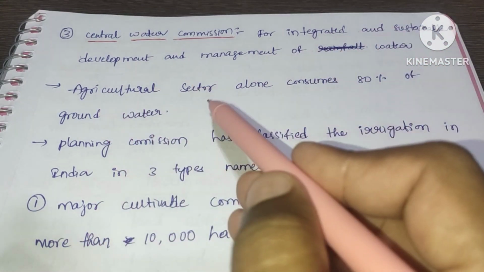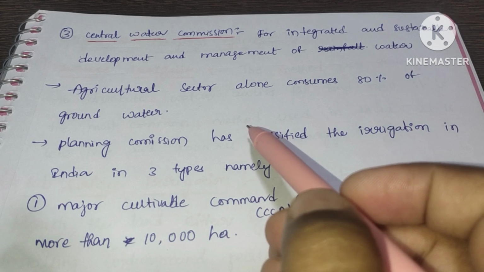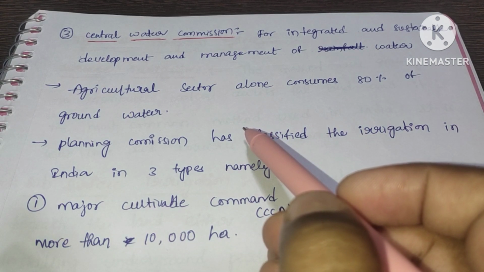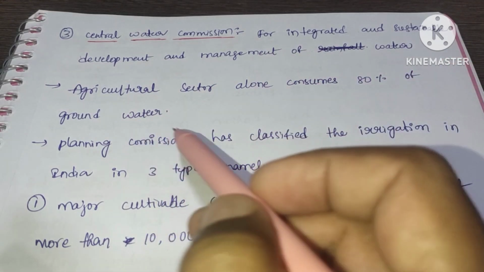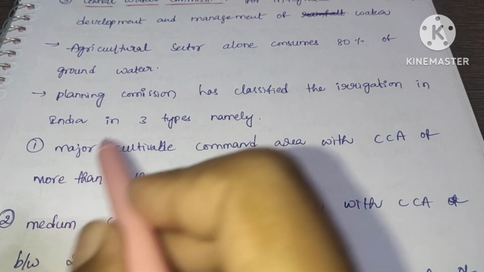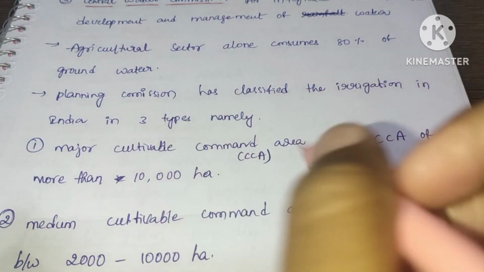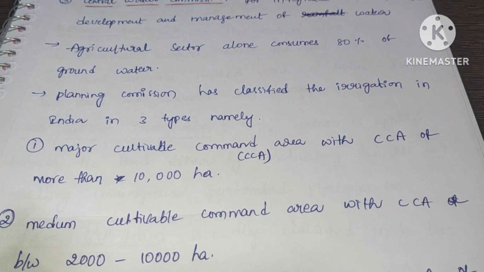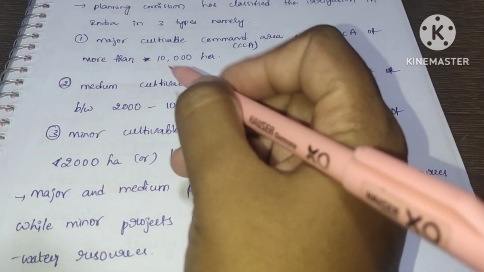The agriculture sector alone consumes 80% of water. Why? Because we have to depend on agriculture for all our food requirements. So the agriculture sector alone consumes 80% of groundwater. The Planning Commission has classified irrigation in India into 3 types. What are the 3 types?